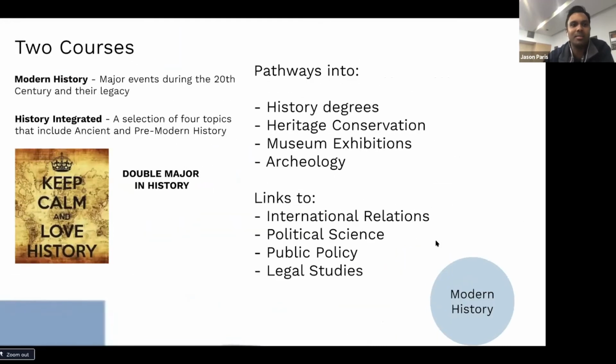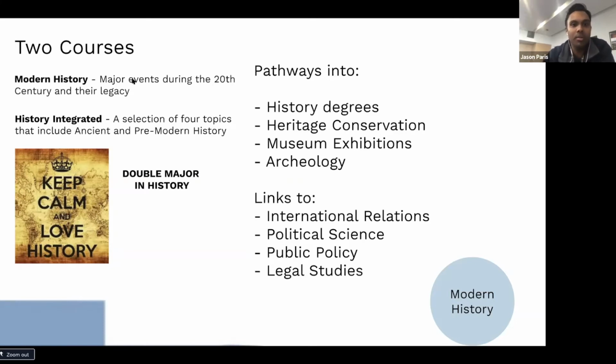And here are our specific courses that we're offering for 2021-2022. The history pathway. We have 2 courses. We have modern history. Modern history looks at major events during the 20th century and their legacy. So we're talking about 1901 onwards. And history integrated is a combination of ancient history and pre-modern history units. So you do 2 ancient history units and 2 pre-modern history units, and that gives you the history integrated course.